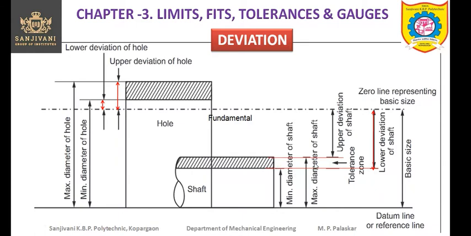Similarly, this is the higher limit or maximum diameter of the shaft. So the difference between the maximum diameter or higher limit and the basic size is nothing but the upper deviation. This is the upper deviation for the shaft, this is the lower deviation for the shaft. Similarly, this is the upper deviation for the hole and this is the lower deviation for the hole.